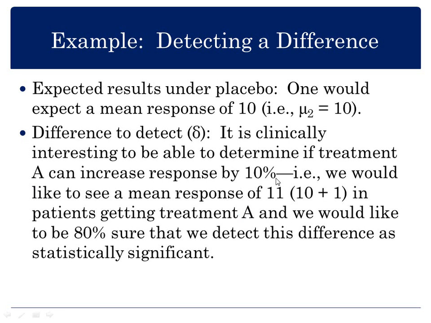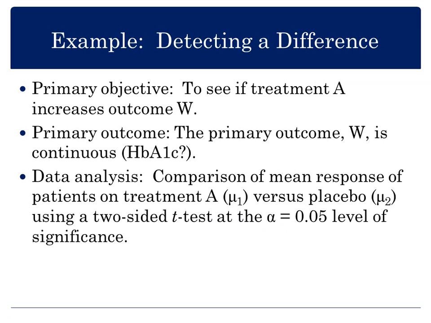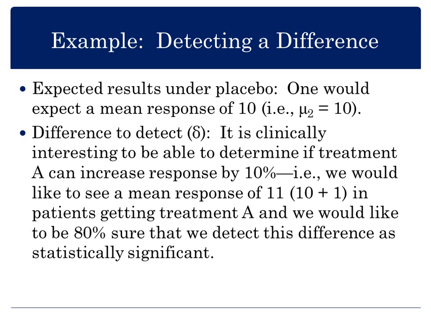How do I power this? Well, I have to figure out what I want to detect, right? What I'm really looking for is some kind of difference between these two means. But the question is, what's the smallest difference between the mean HbA1c for treatment A and the mean HbA1c for placebo that's interesting to me, to my colleagues, to my field? That's up to the PI or the investigator to determine.